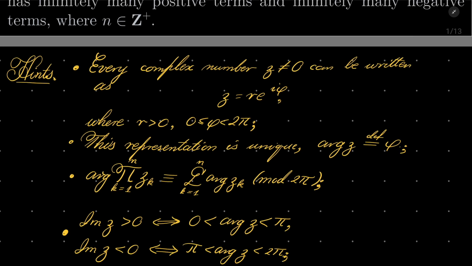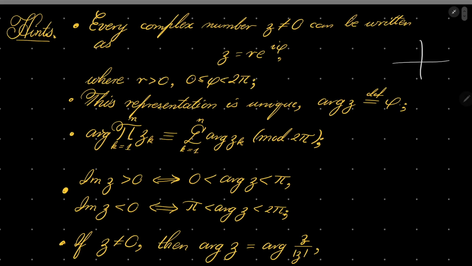First, recall this very basic fact that every complex number which is not zero can be written as z equals r times e to the power i phi, where r is a positive number, the radius between the origin and this point, and phi is some angle between 0 and 2 pi. Moreover, this representation is unique, and that allows us to define the argument of a complex number z to be exactly this angle phi. So don't get it wrong, the argument of a complex number is the angle. In the complex plane, we have some point, here is our r, and here is our angle phi, also known as the argument.